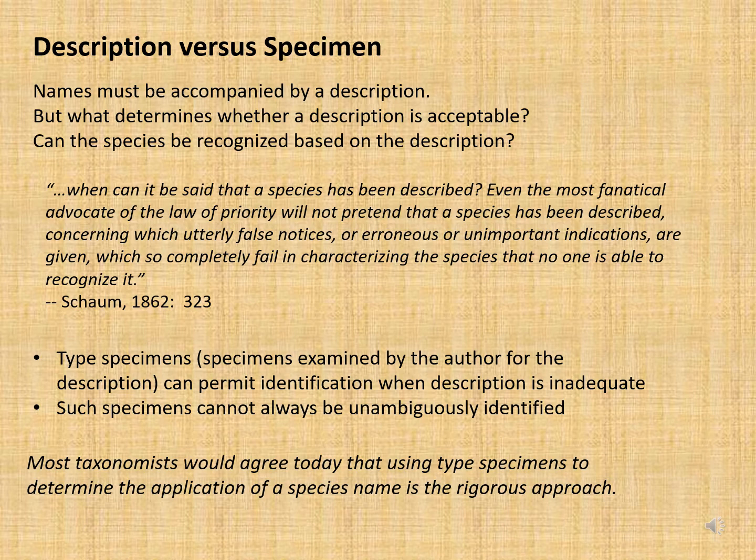Type specimens, that is, specimens examined by the author in the course of writing the description, can permit identification when the description is inadequate, and most taxonomists today would agree that using type specimens to determine the application of a species name is the rigorous approach. But such specimens cannot always be unambiguously identified.